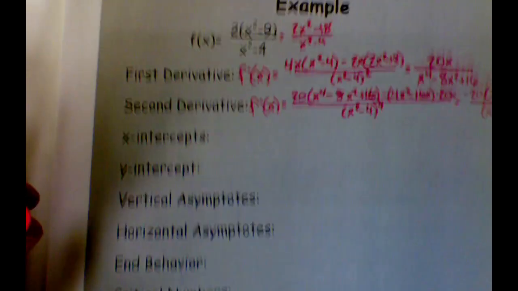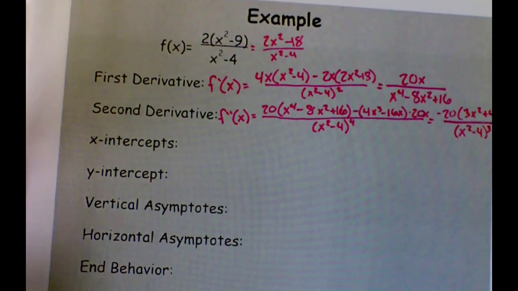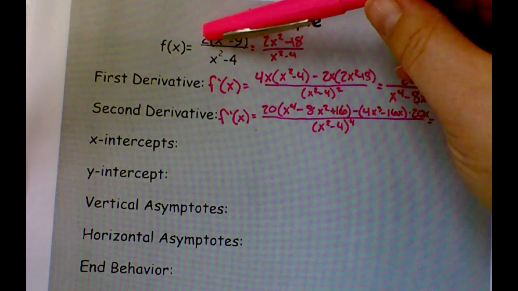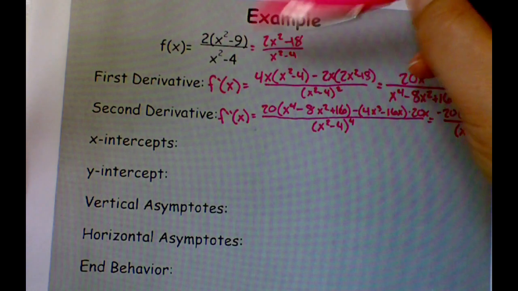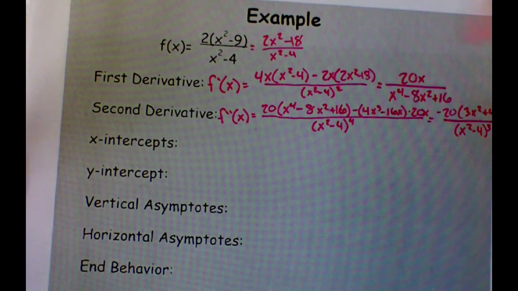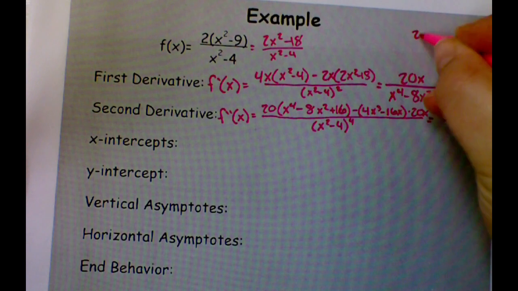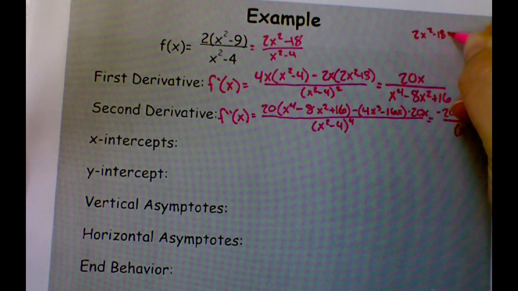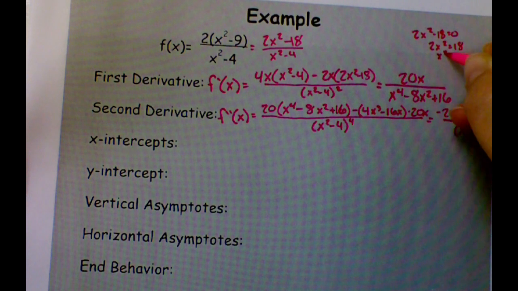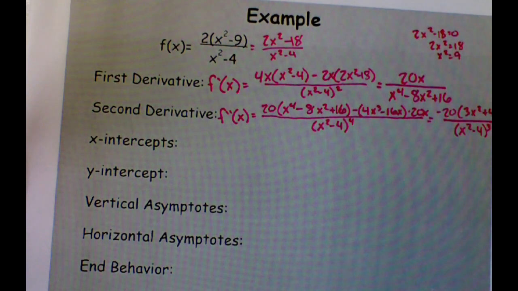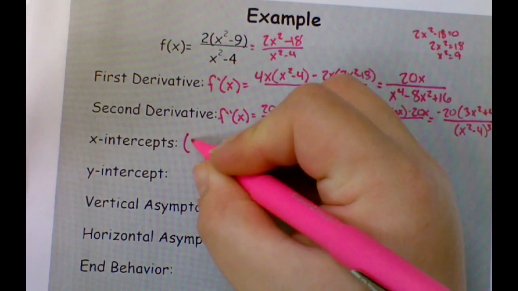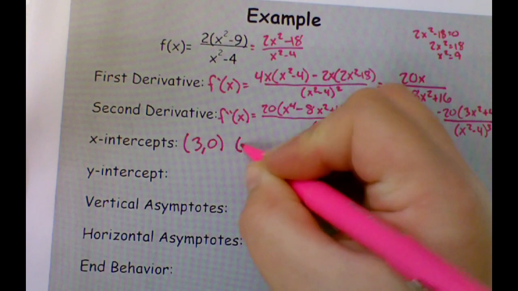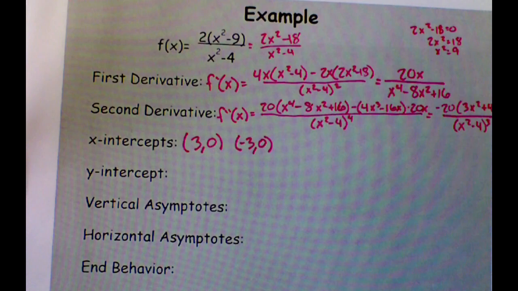All right, now we can continue on. Our x-intercepts: we set the numerator of the original function equal to 0. A little side work here. 2x squared minus 18 equals 0. Add the 18 over, divide by 2. X squared is 9, so x is positive or negative 3. So it's (3, 0) and (negative 3, 0).